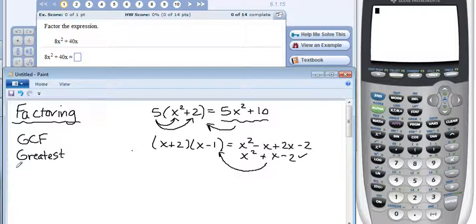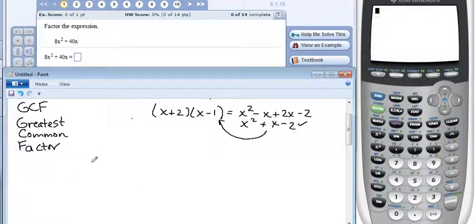Greatest common factor. All right. So what do we do here? Okay, let's take a look at the one that we have up there.